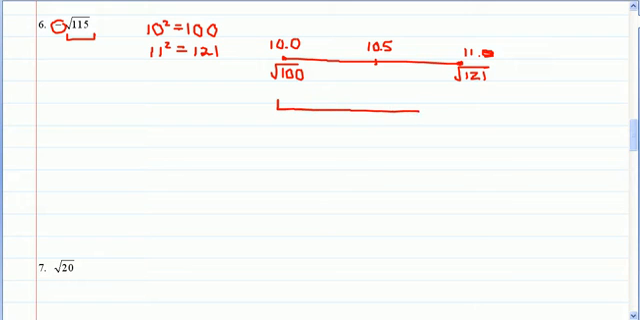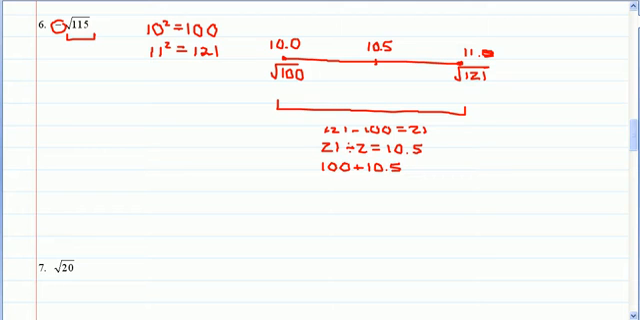And if I take the difference between 121 and 100, I get 21. I take 21 divided by 2, and I get 10.5. And then I add 10.5 to 100 to find what the middle number is, and that gives me 110.5. So the square root of 110.5 is in the middle.